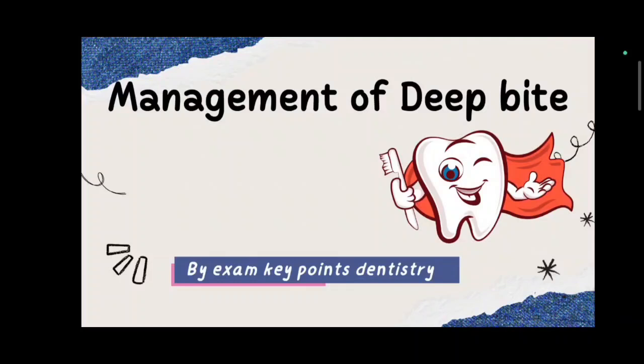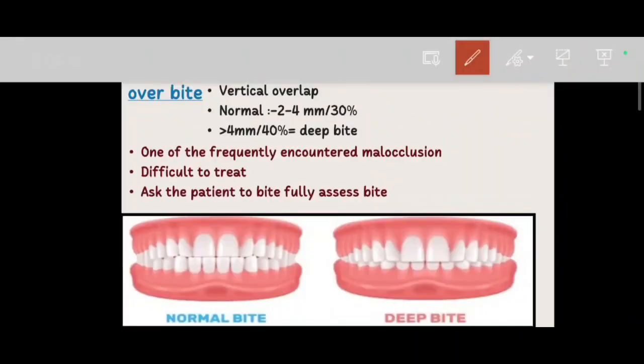So now let's understand it step by step. Deep bite is one of the most commonly seen malocclusions in orthodontics, and sometimes it becomes difficult to treat. First, understand the meaning of deep bite. It means vertical overlap of the upper and the lower incisor. Normal overbite is usually 2 to 4 mm or around 30% overlap. When overlap becomes more than 4 mm or more than 40%, it is called deep bite.